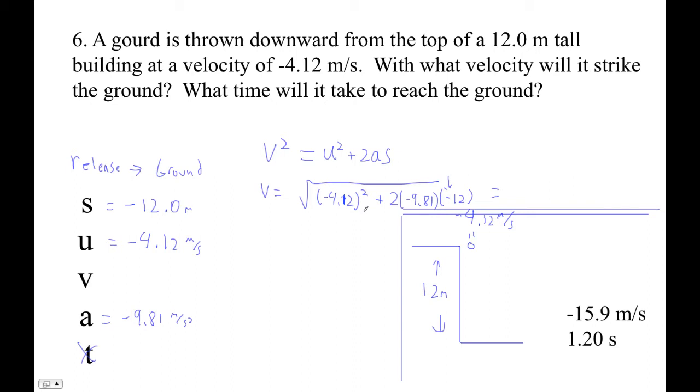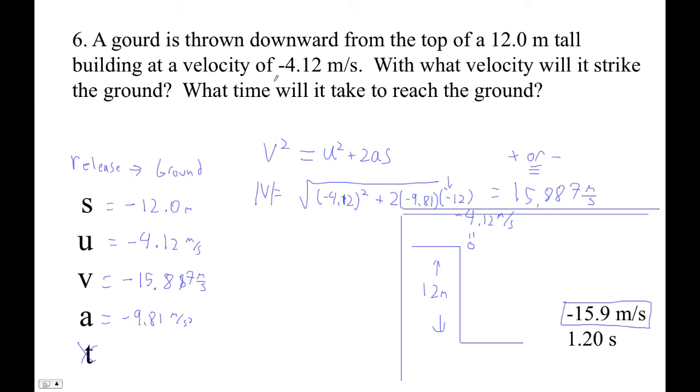plus 2 times negative 9.81 times negative 12. Notice that my answer is 15.887 meters per second. Notice that it's bigger in magnitude than this one, right? So it should be going faster when it hits the ground. Of course, that's the absolute value of v, 15.887. That means that it could be positive or negative, right? Okay. Clearly, when it hits the ground, it's going down. So negative 15.887 meters per second is our answer, and of course this is correctly rounded to 3 sig figs, right?